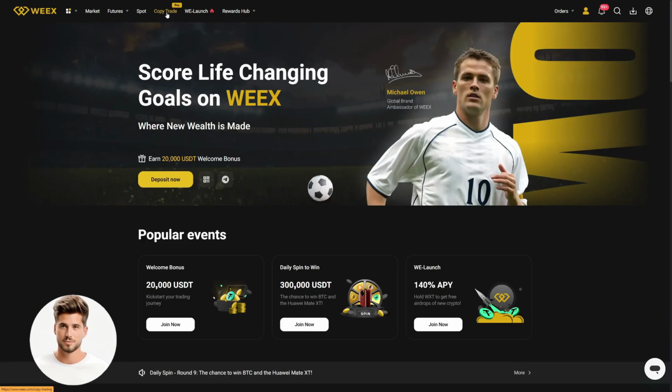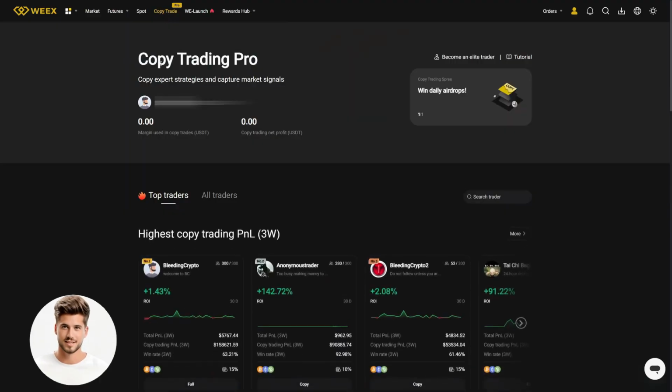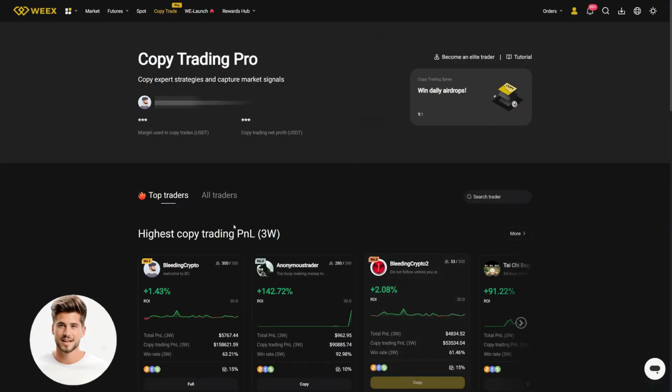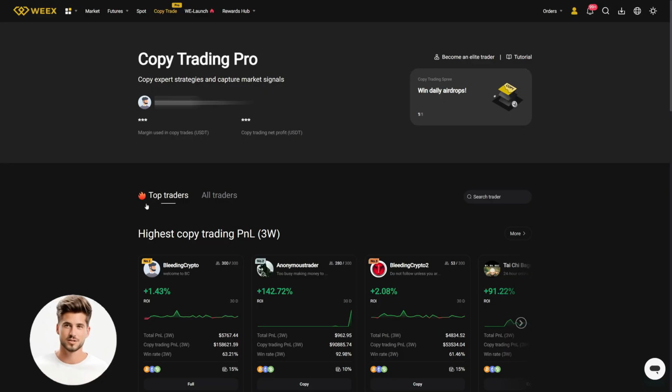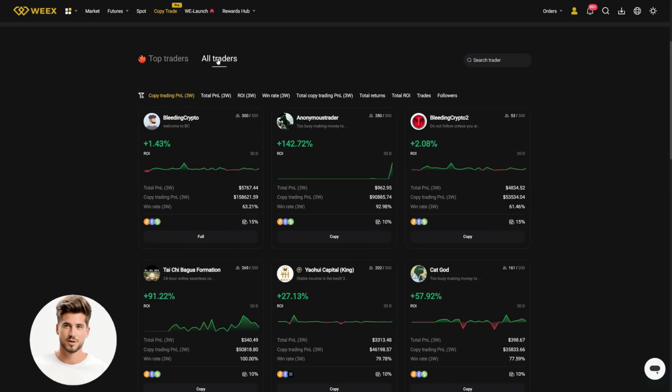From the homepage, navigate to the copy trading section in the top left corner. Click on it and then we will be in the copy trading dashboard of Weex. In this section, we can see the best performing copy traders. You can see this fire signal, and this is the top trader section with the best traders in the last 3 weeks. To get more insights and sort for specific things, you can click on all traders. This is also where we will find the best traders.